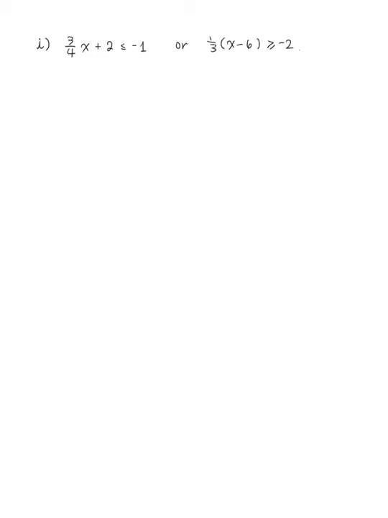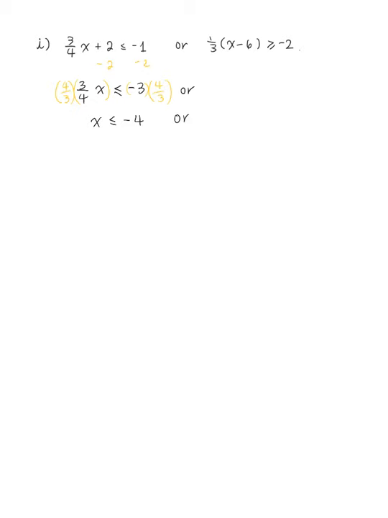Okay, so first, this one, I'm going to subtract 2. Then you're going to get 3 over 4x is less than or equal to negative 3. How do I get rid of that 3 over 4? Multiply by its reciprocal, 4 over 3. And here, 4 over 3. Okay, then here you're going to have x is less than or equal to, right? We could cancel out the 3, so we're going to have negative 4.